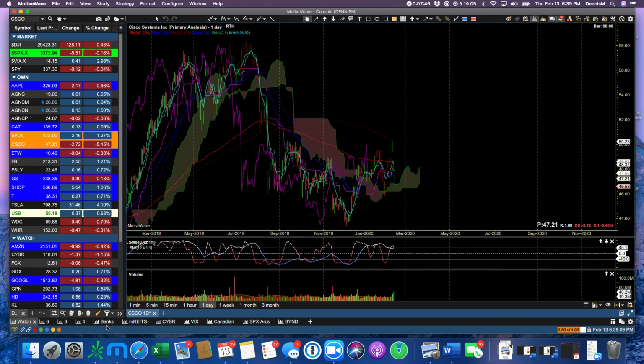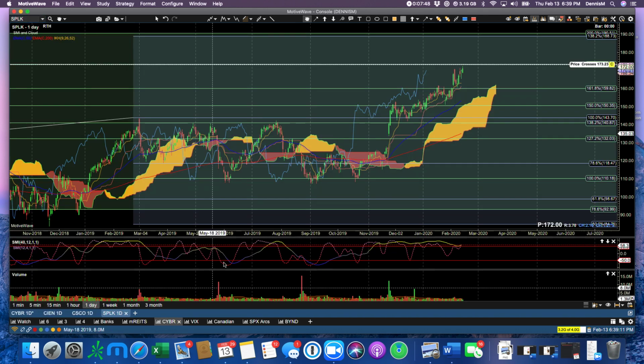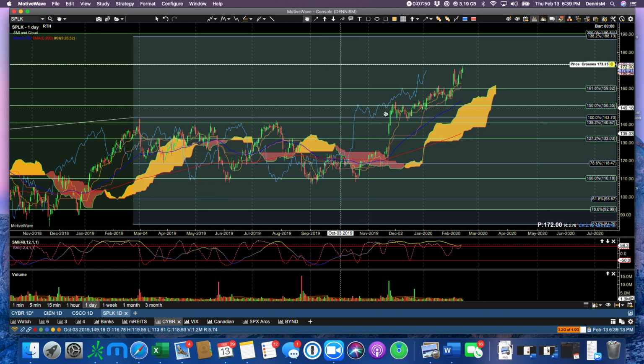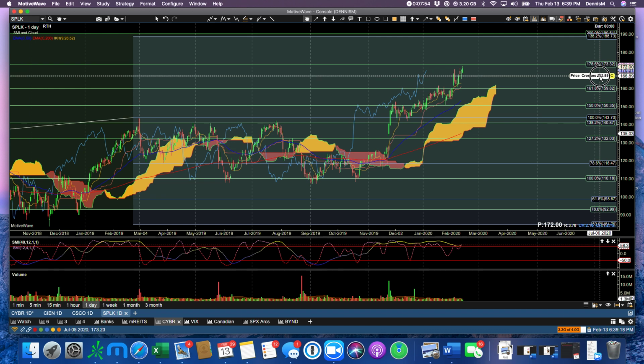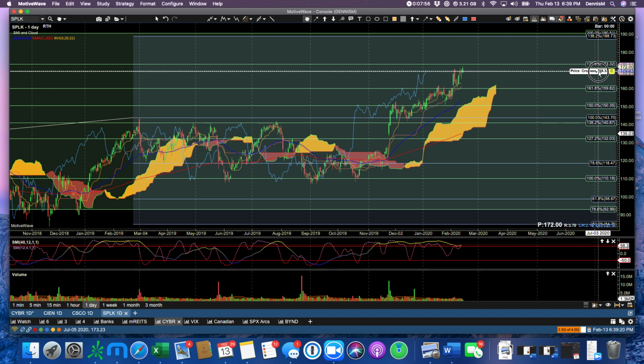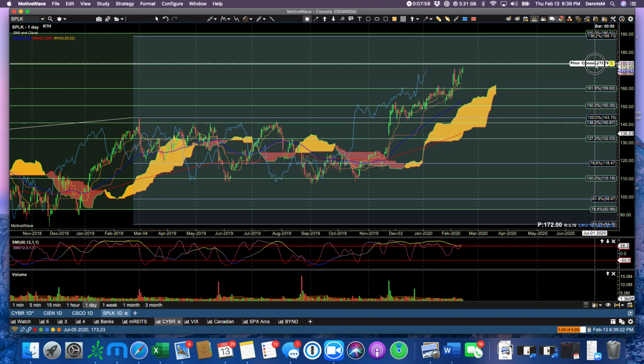I want to go back to the Cisco chart here, Splunk chart here. So this 173.23 that we're looking at is the 178.6. So we're still going to keep our alert there, and that's when we buy. We have a confirmed move over there.